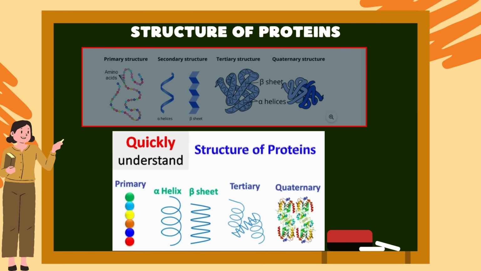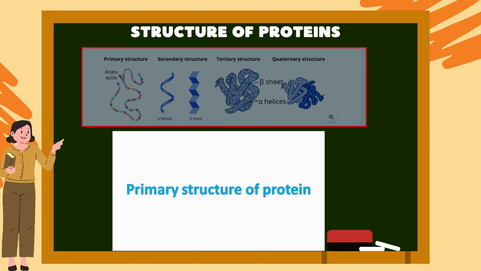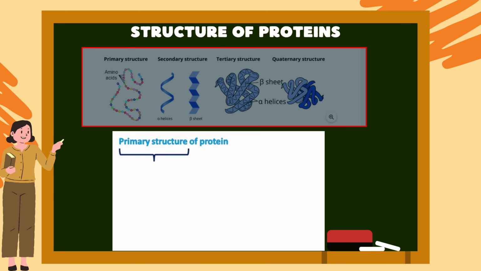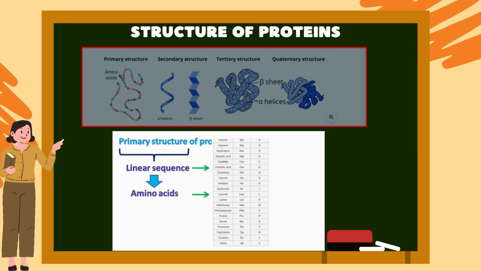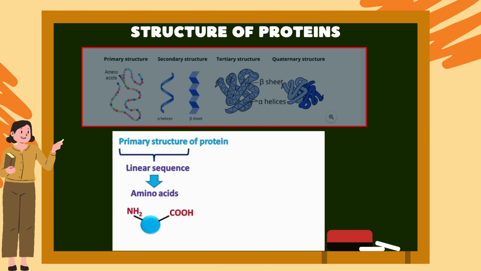Now, let's understand structure of protein in brief. Let's talk about structure of protein. So the proteins have a primary, secondary, tertiary and a quaternary structure. Let's talk about each of them. Primary structure of protein. So the primary structure of protein is a linear sequence of amino acids present in the protein. This linear sequence of amino acids is either written in a 3-letter or a 1-letter form. Now these amino acids are attached to each other by a peptide bond.